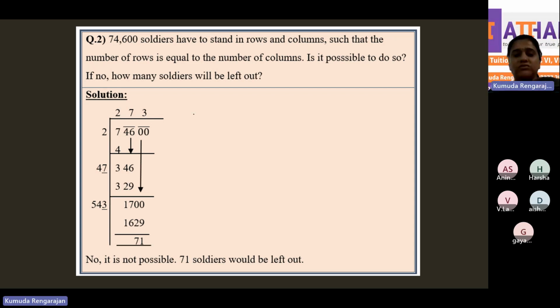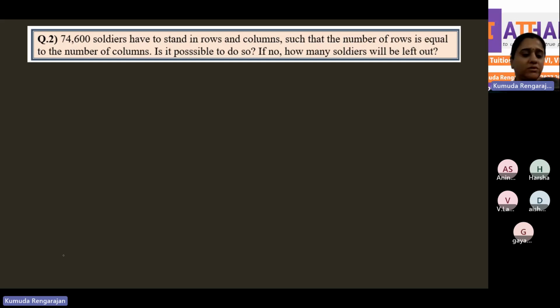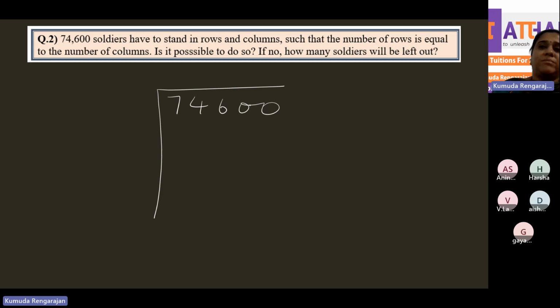So Surya, tell me, how does this long division math work? Have you completed the long division? You finished? Or tell me, how does it work? Yeah. First, start with pairing the digits.